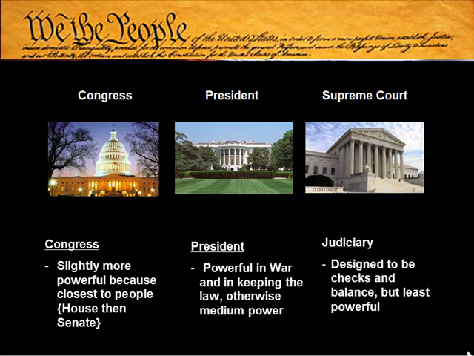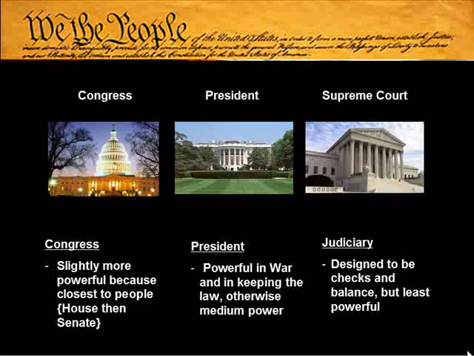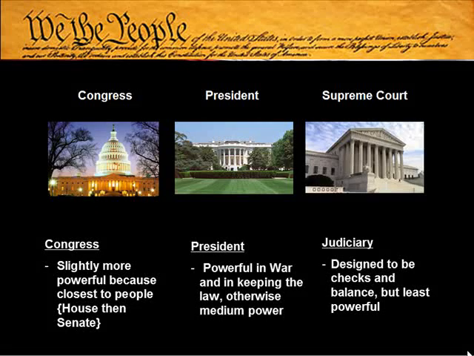And then the judiciary was designed to be the checks and balances on the other two branches, but designed to be least powerful with the least responsibilities because judges were in fact appointed for life, and they knew that there was grave concern there with the possibility of a creeping judiciary over time.